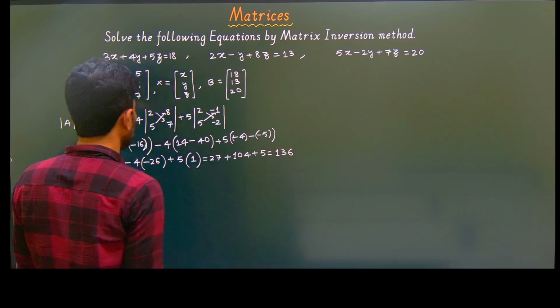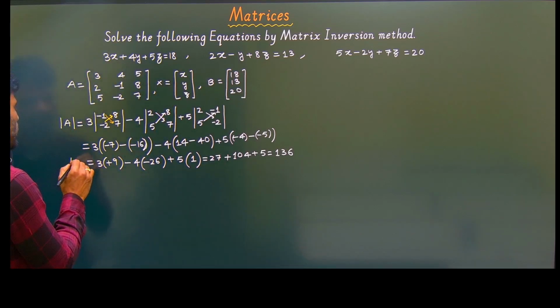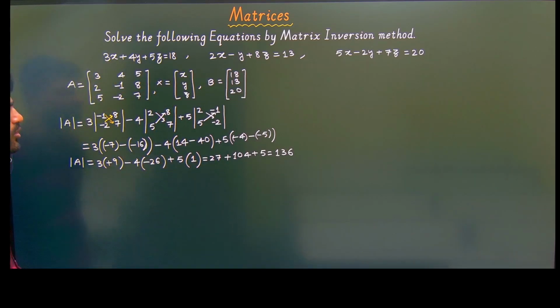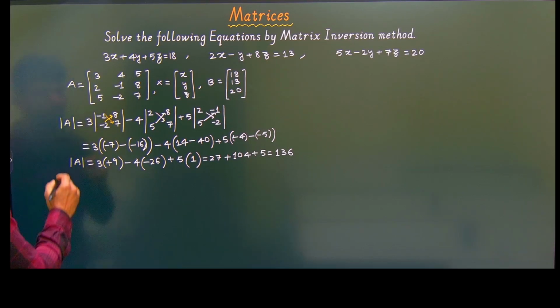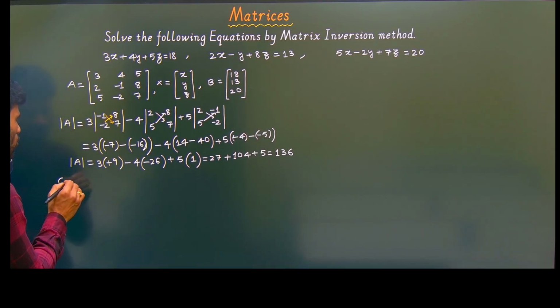So this is the determinant of A. We got the determinant of A. Now the determinant of A is not equal to 0, so further solution is possible. We can find the solution. Further, once we get the determinant of A, we have to find the cofactors of the given elements, that is the cofactor of A. To find the cofactor of A, we have to find the cofactor of every element of A. First we will find the cofactor of the first element, that is 3. So we write the cofactor of 3.